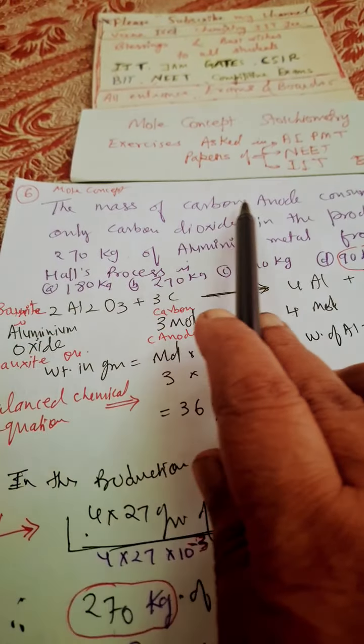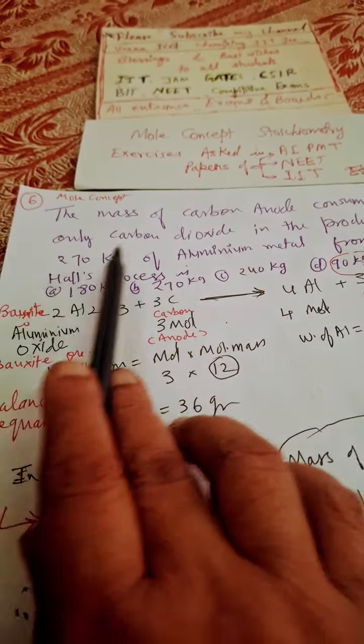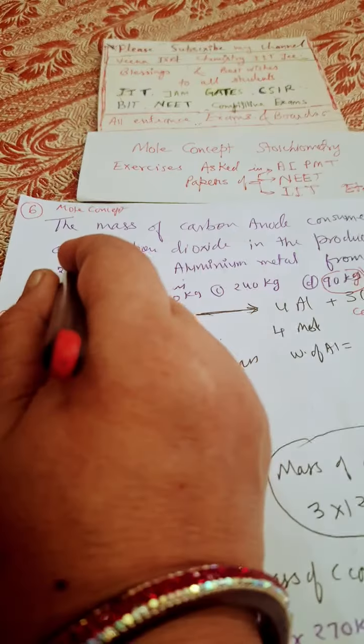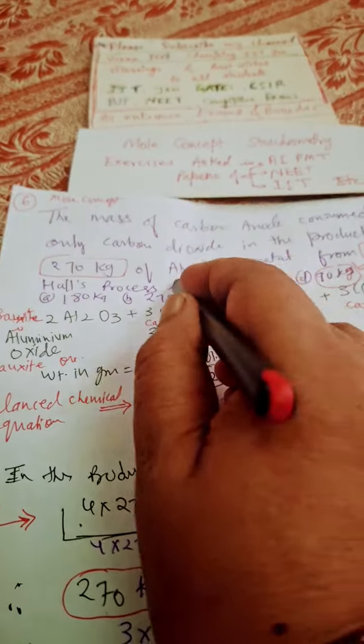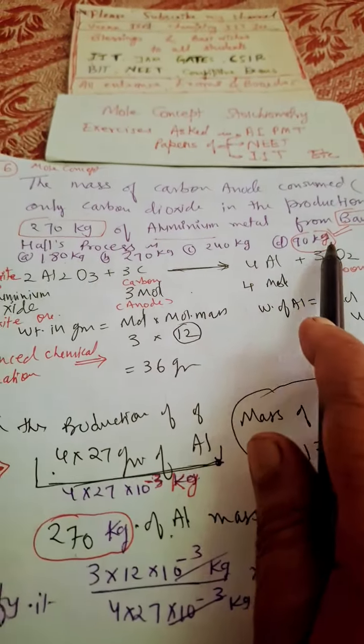Mole concept. The mass of carbon anode consumed, only carbon dioxide, in the production of 270 kg of aluminium metal from bauxite by Hall's process. They have given options.